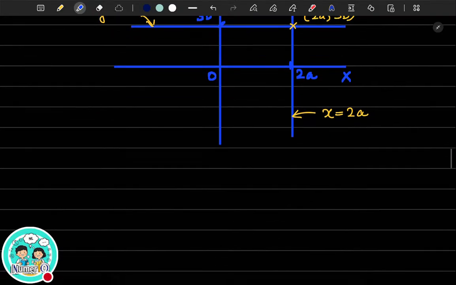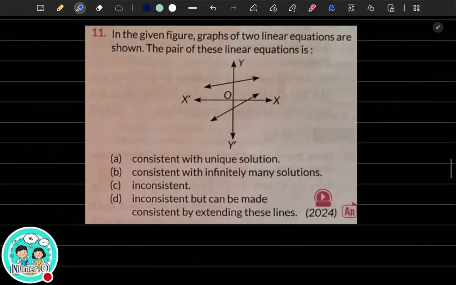Let's go and do another question. Yes, the 11th question. In the given figure, the graphs of two linear equations are shown. Okay, two lines. The pair of these linear equations is, what is it? Is it consistent with unique solution? Is it consistent with infinitely many solutions? Is it inconsistent? Or inconsistent but can be made consistent by extending these lines? What do you think would be the answer?